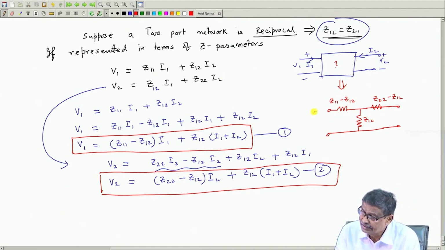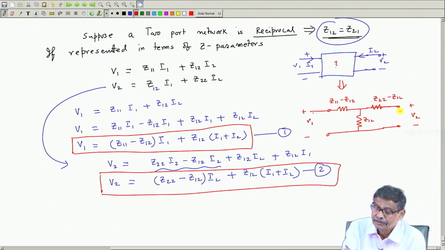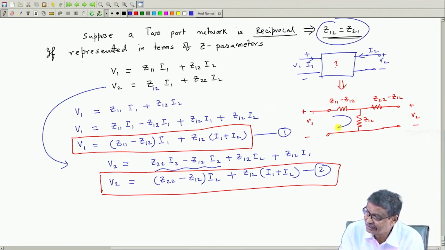Then you see this is your V1 you are applying, plus minus. This is your V2 you are applying, this is also plus minus. Now, this current I1 is like this. So, what is this current? I can think it is I1 goes in. Similarly, this current I2 I always assume in this way, so this current is going like this.